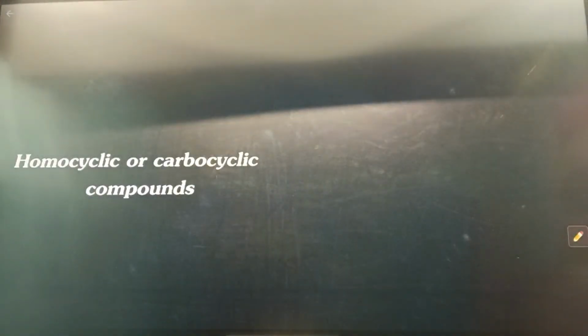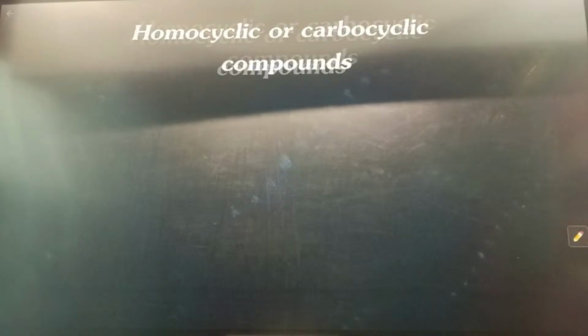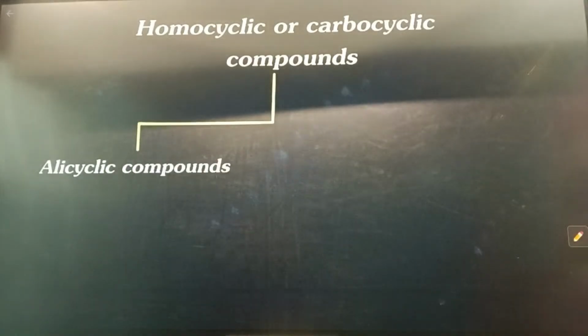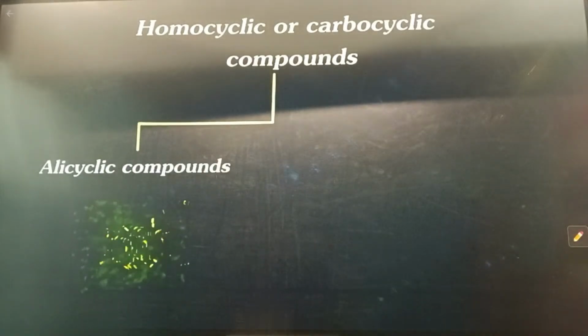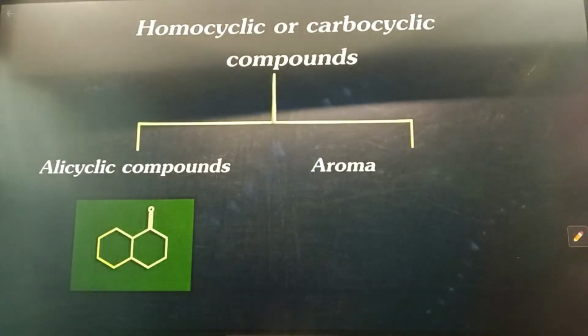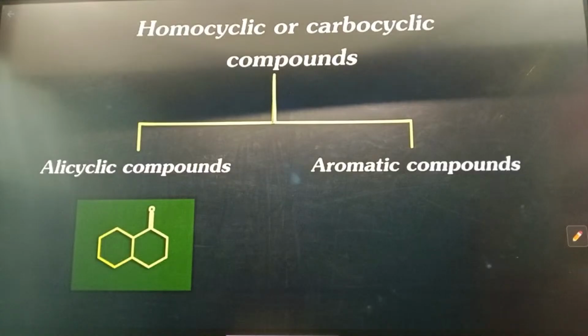Further, homocyclic or carbocyclic compounds are divided into two parts as shown: 1. Alicyclic compounds, and 2. Aromatic compounds.